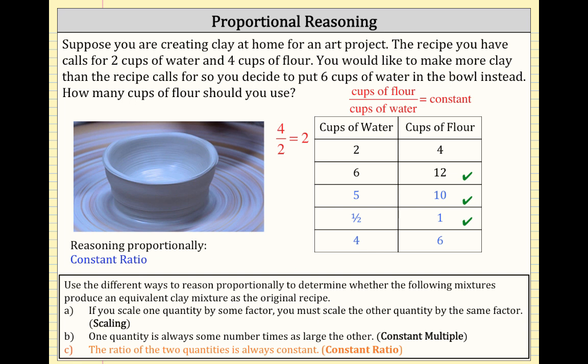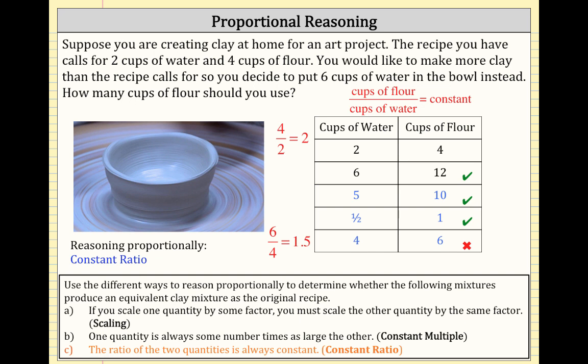Let's look at the last one. 6 over 4. Well, 6 over 4 is actually 1.5. That is not the constant ratio of 2. Therefore, that last associated relationship, which is 4 cups of water to 6 cups of flour, is not a constant ratio. That is not in proportion to the previous values.